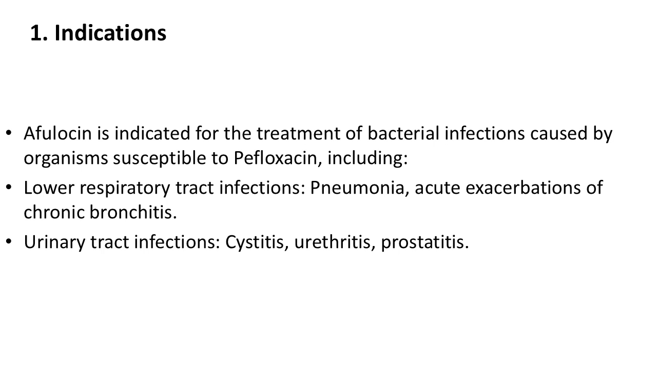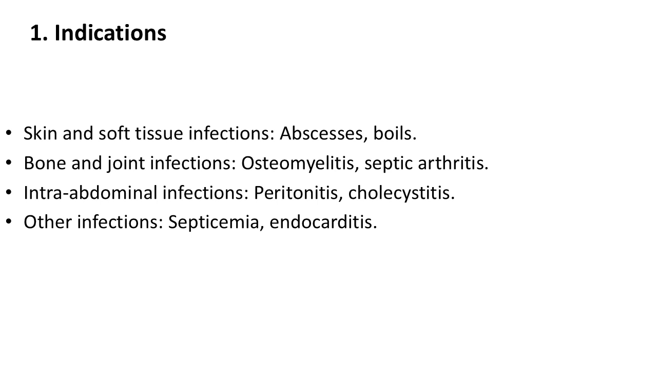1. Indications. Afulocin is indicated for the treatment of bacterial infections caused by organisms susceptible to Pefloxacin, including lower respiratory tract infections, pneumonia, acute exacerbations of chronic bronchitis, urinary tract infections, cystitis, urethritis, prostatitis. Skin and soft tissue infections, abscesses, boils, bone and joint infections, osteomyelitis, septic arthritis, intra-abdominal infections, peritonitis, cholecystitis. Other infections, septicemia, endocarditis.